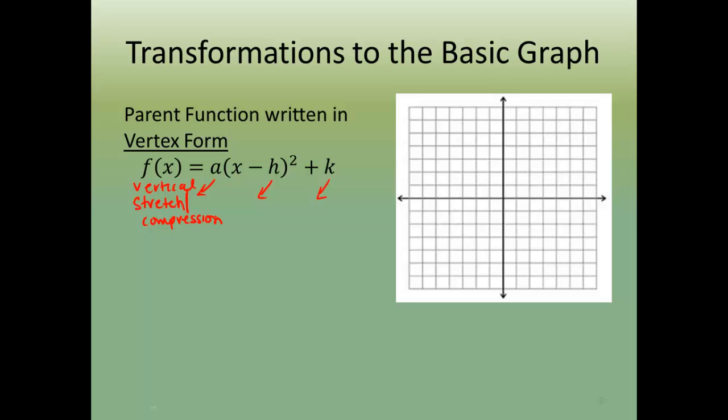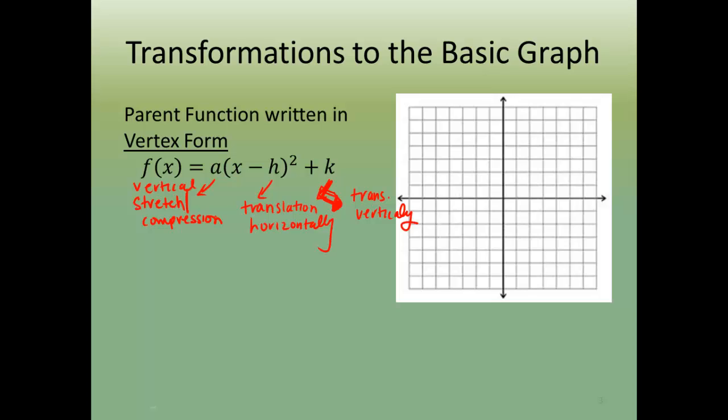The h value here is showing us our translation horizontally. And, oops, we'll move that arrow. And the k is our translation vertically.